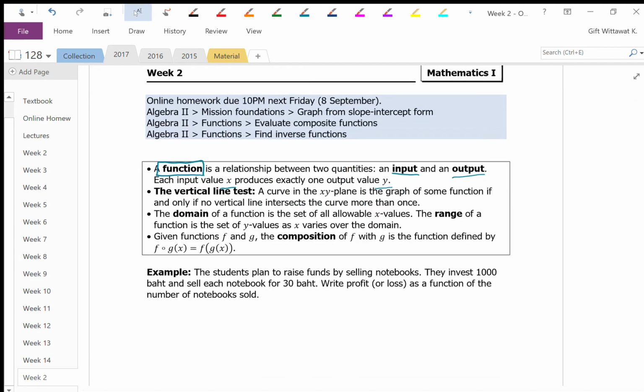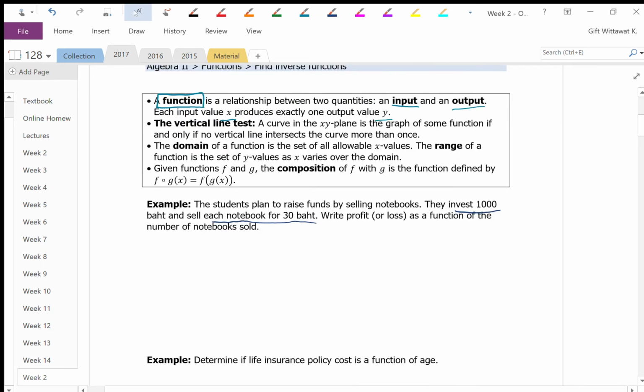So let's take a look at the first example here. The students plan to raise funds by selling notebooks, and they invest 1,000 baht and sell each notebook for 300 baht each. So let's just pretend that for the 1,000 baht they get infinitely many notebooks. So I like to write the profit or loss as a function of the number of notebooks sold.